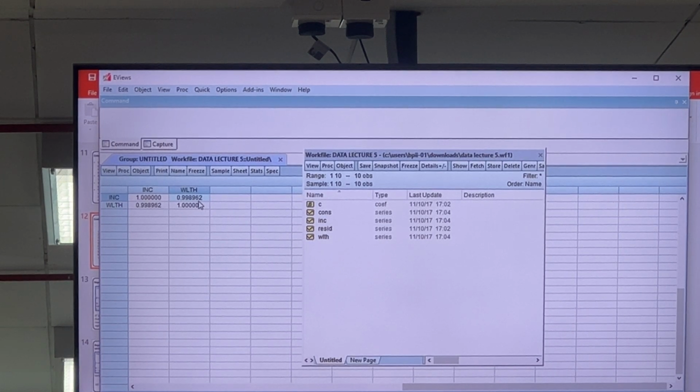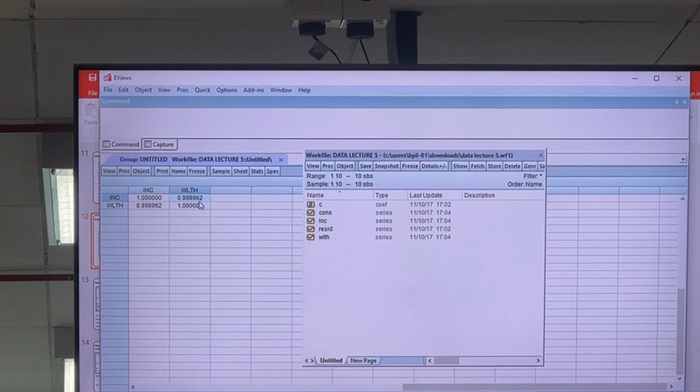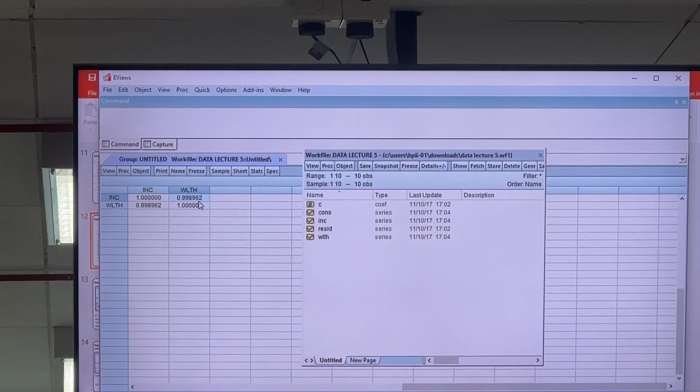So almost 1. Remember, correlation takes values between -1 and +1. So it is close to +1. Okay, so again, meaning that we have to be careful. When you estimate a regression model, you have to be careful of the possible presence of serious problems of multicollinearity, because there is high correlation between the two independent variables.